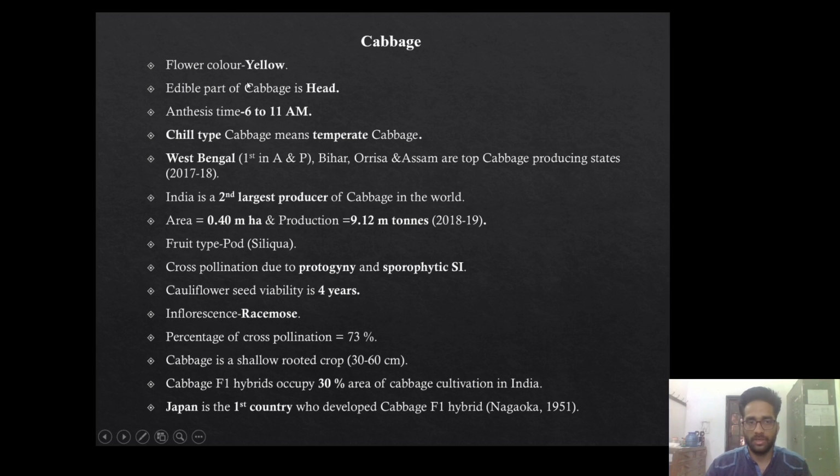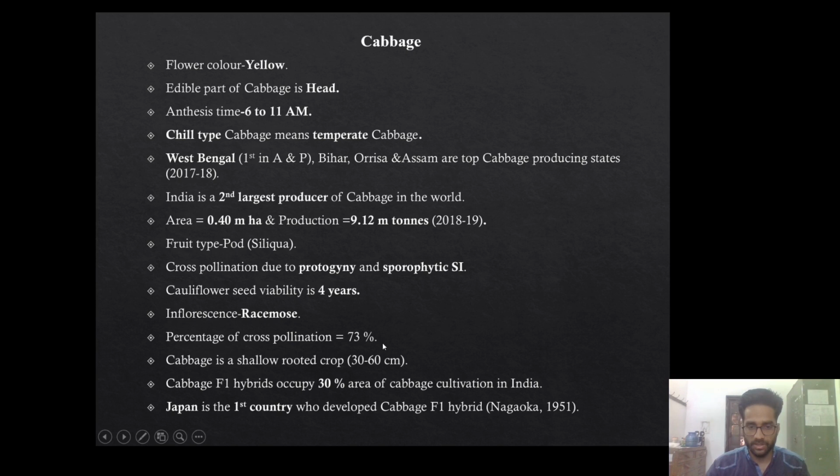Edible part of cabbage is the head. Anthesis timing is 6 to 11 a.m. Chill type of cabbage means temperate cabbage. West Bengal is top in cabbage production in India. India is the second largest producer of cabbage in the world. Fruit type is pod, which is known as siliqua. Cross pollination in cabbage is due to protogyny and sporophytic self-incompatibility. Seed viability is 4 years. Inflorescence is racemose. Percentage of cross pollination in cabbage is 73%.